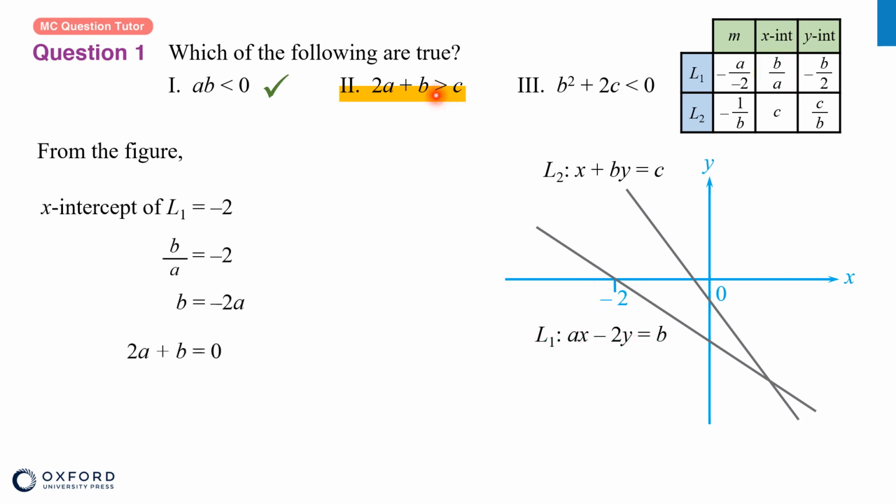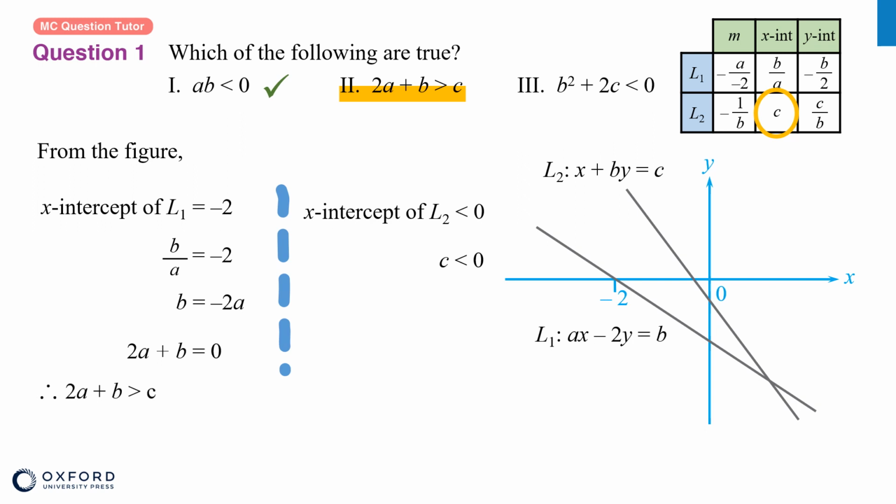And how about c? The x-intercept of L2, which is equal to c, is smaller than 0 as we can see from the graph. Combining 2a plus b equals 0 and c is smaller than 0, we can conclude that 2a plus b is greater than c. That means inequality 2 is true.